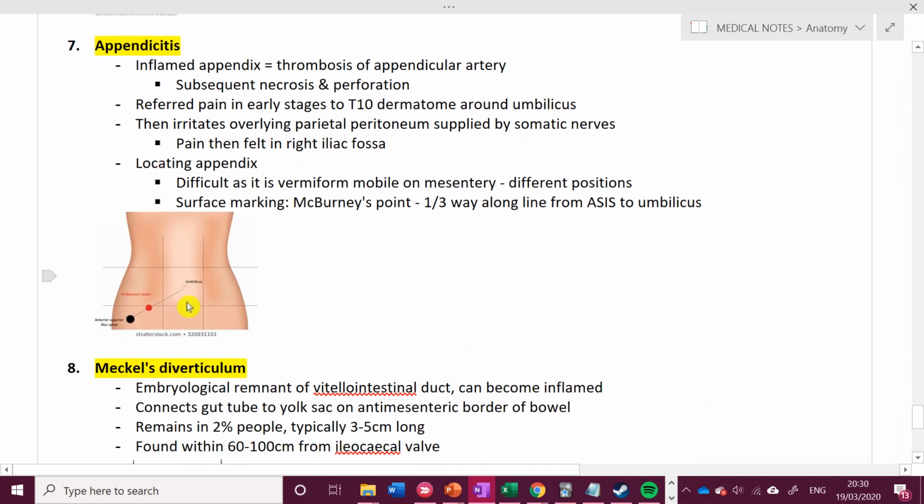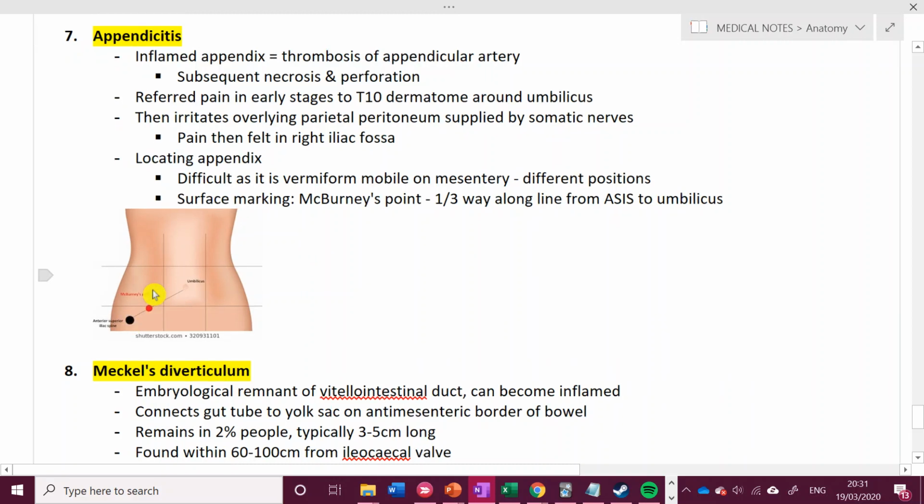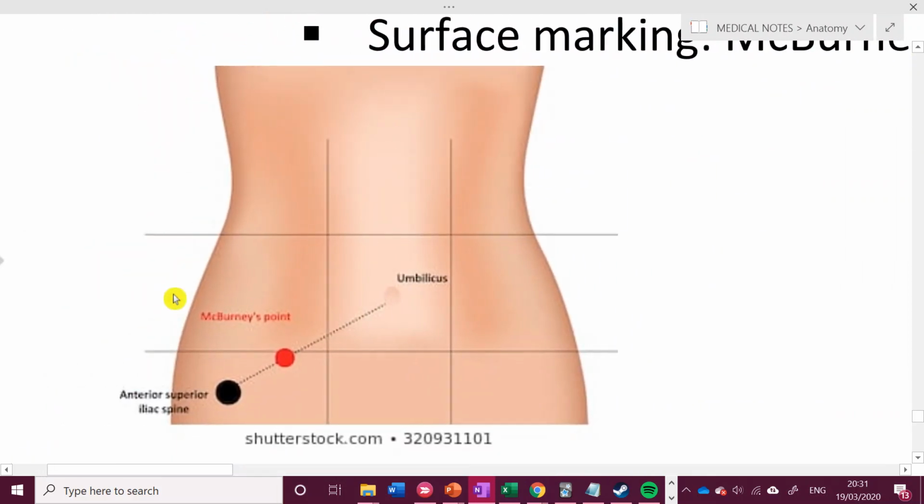And that's basically how the pain moves. Locating the appendix: it's described as vermiform, which means it's like a little worm, so it's mobile, is on a mesentery, and it can be in different positions, which can make it very difficult to locate. Now, the surface marking used to locate the appendix is called McBurney's point, and as you can see here, it's one third along the way from the anterior superior iliac spine to the umbilicus.